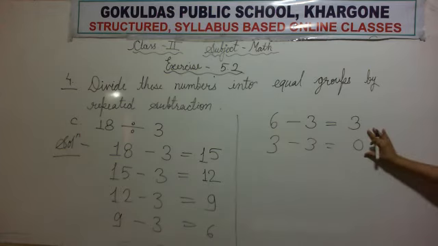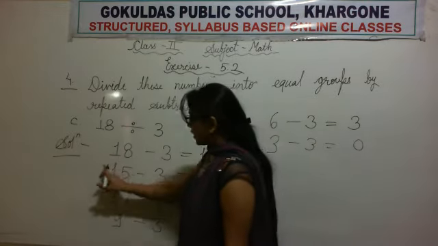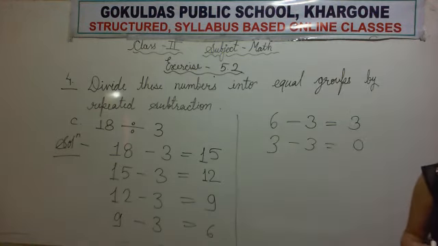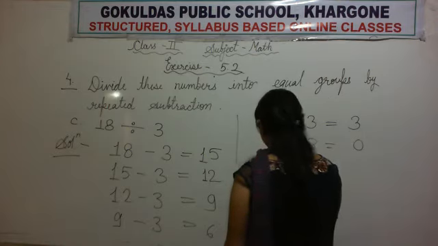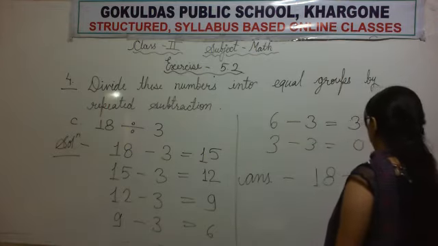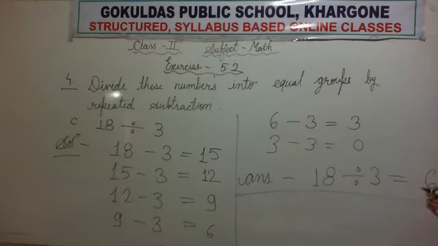Now we reached 0. So let's count how many times we have subtracted. 1, 2, 3, 4, 5, 6. We had subtracted 6 times. Means our answer is 6. So let's write the answer. 18 divided by 3 is equals to 6. All of you note down.